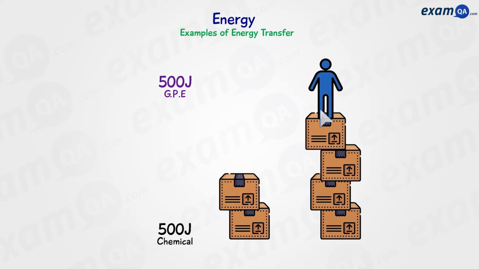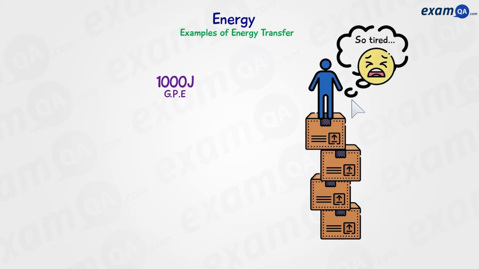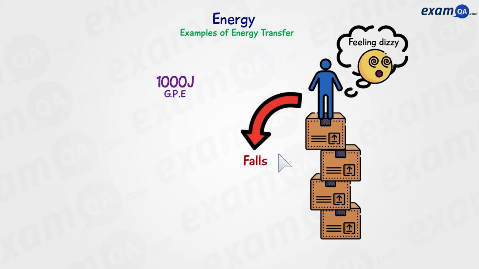By doing this, the person has used some of their chemical energy and once again transferred it into gravitational potential energy. So we can see now all the chemical energy that they gained from eating the food has been converted into gravitational potential energy. All this jumping has made the person very tired and quite dizzy. So they fall down. And as they fall, they begin to speed up towards the ground.